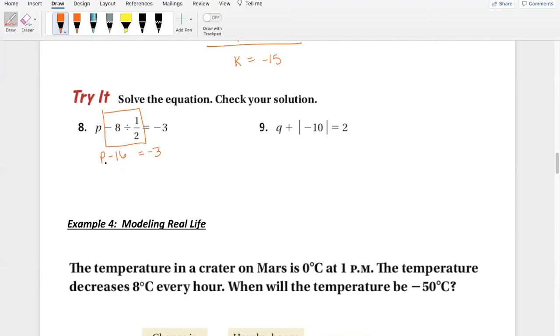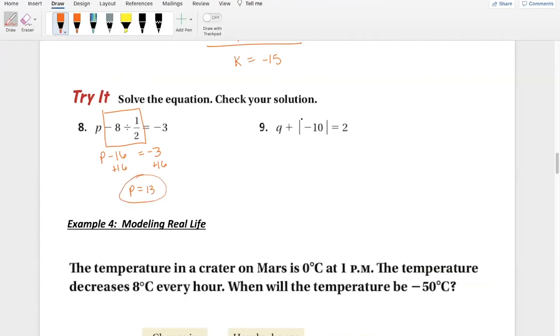And again, I want to isolate the variable. I want to be left with just P. So to cancel out subtracting by 16, I can add 16. And I need to do that to both sides. And -3 plus 16 leaves us with 13.